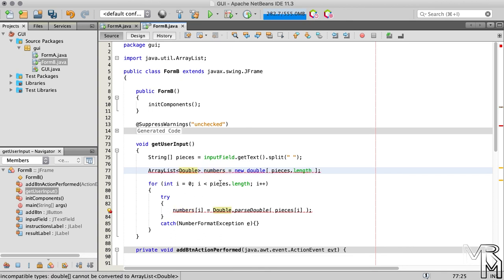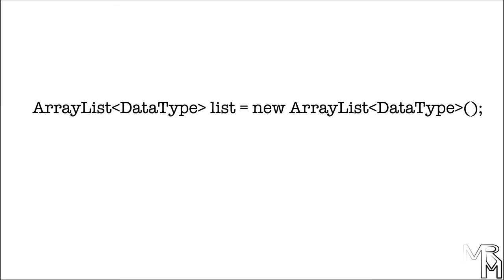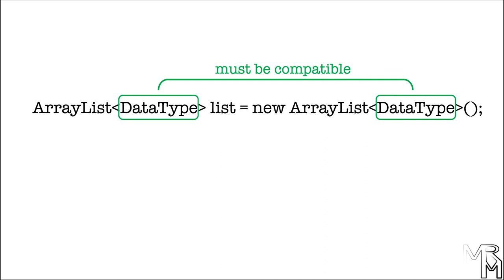Now let's fix the right-hand side of this expression. Because ArrayList is a class, we can instantiate it just like any other class. The ArrayList class also has a no-parameter constructor, so an ArrayList instantiation can look like this. Let's look at ArrayList declaration and instantiation a bit more closely. This is one of the possible ways to declare an ArrayList variable and instantiate the ArrayList class. Know that these data types must be compatible, or roughly speaking, identical.